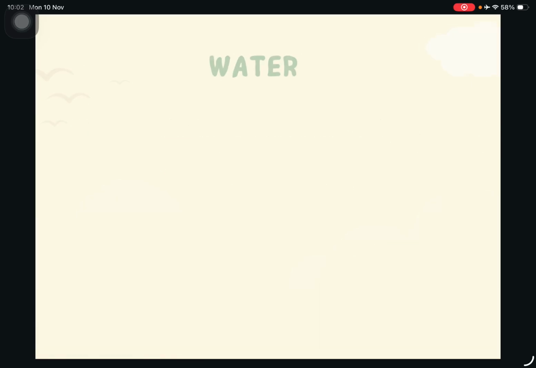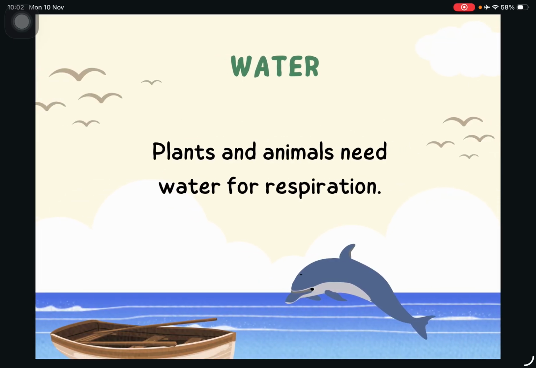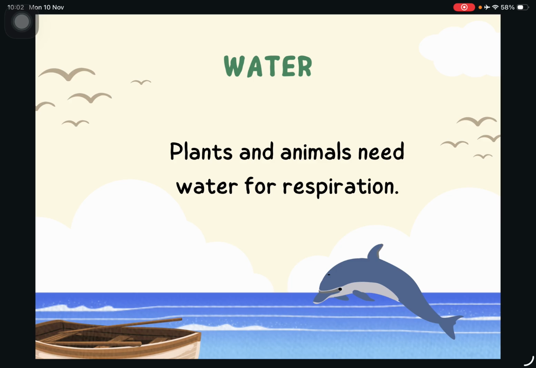Next, we have water. Plants and animals need water for respiration. Some animals, especially sea animals, need a lot of water to be able to breathe, just like fish and other sea creatures. They need water to breathe.